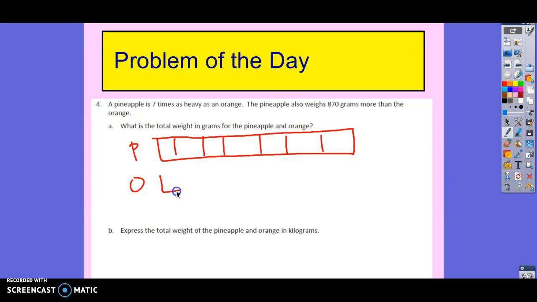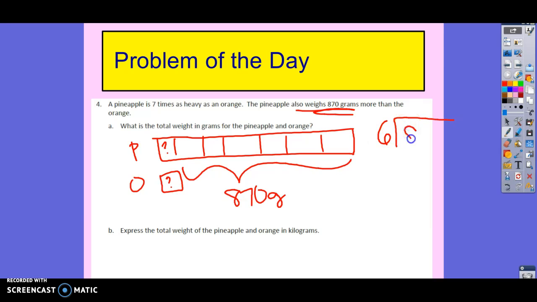And the orange is 1/7 the weight of the pineapple. The pineapple weighs 870 grams more, so this entire section here, all this more, is 870 grams. Well, my question is, how much is 1/7, or the weight of 1 orange? To solve that, I'm going to have to divide the 870 by the 6 sections. That'll get us the amount for 1 of our sections.